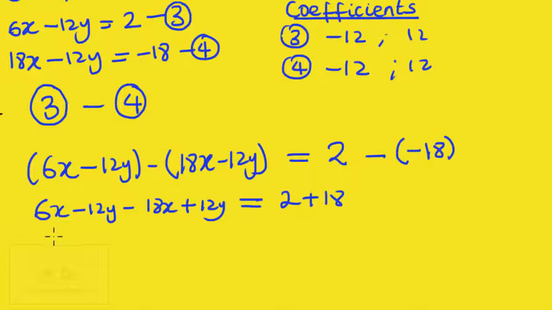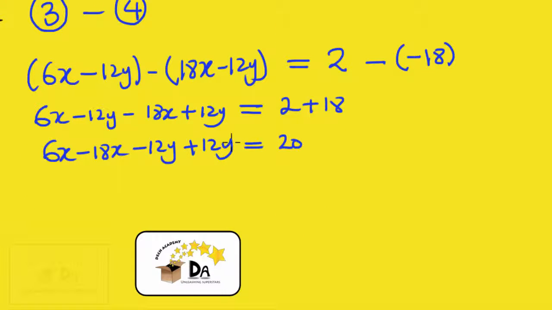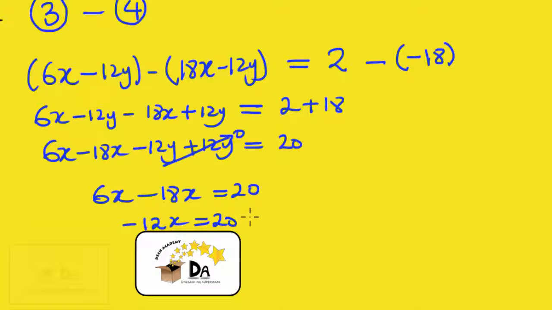Rearranging, bringing like terms together gives 6x minus 18x minus 12y plus 12y. I'm just swapping the position of minus 18x and minus 12y. 2 plus 18 is 20. Notice minus 12y plus 12y is 0, and y has been eliminated. So we have 6x minus 18x equals 20, and this simplifies to give minus 12x equals 20. We can stop here, but we've eliminated y. Now y no longer appears.